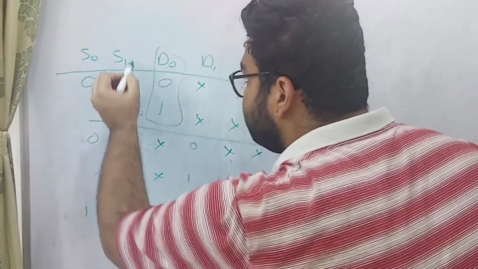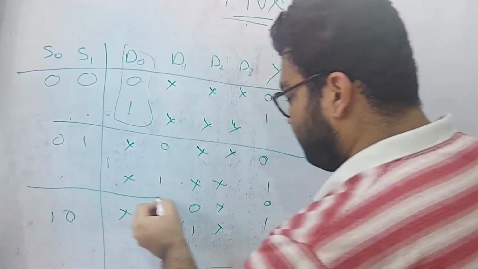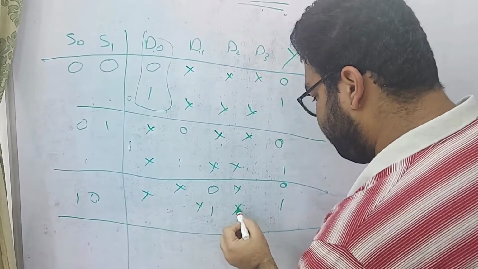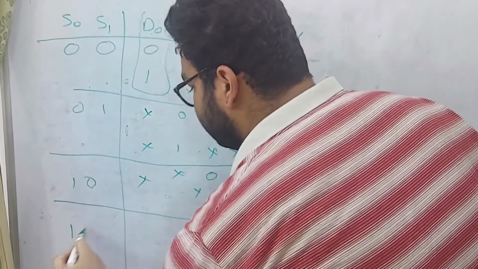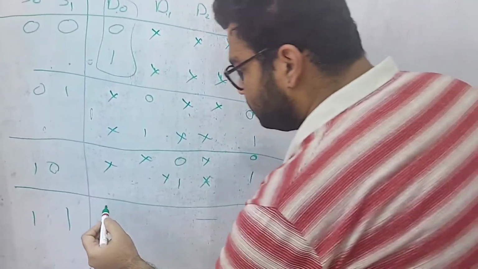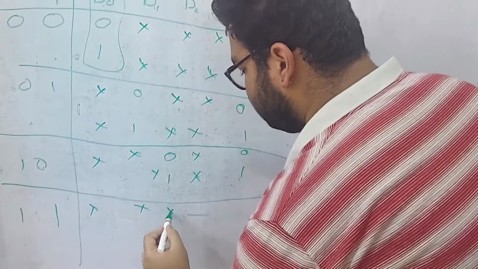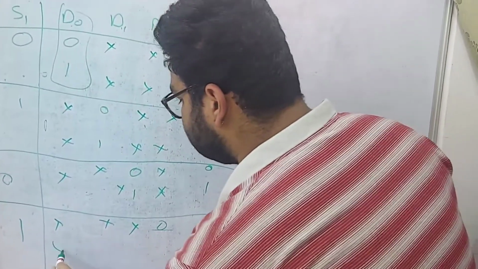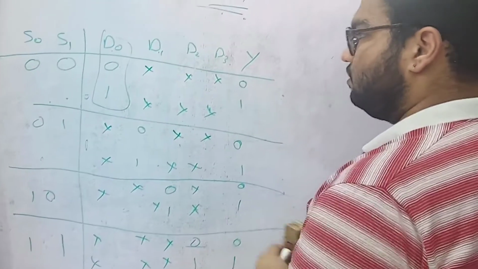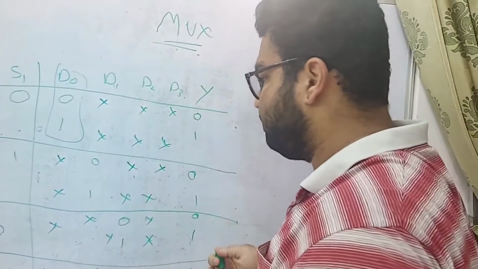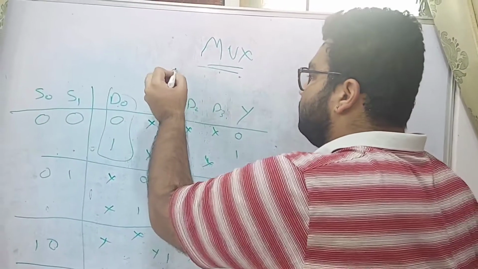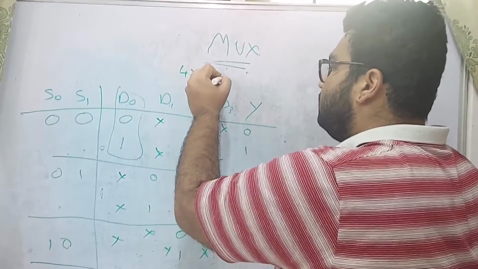And when S0, S1 is 1, 1, I told you the value would be D3. So don't care, 0, don't care, 1. So 0, 1. So this is the expanded truth table for 4x1 multiplexer.